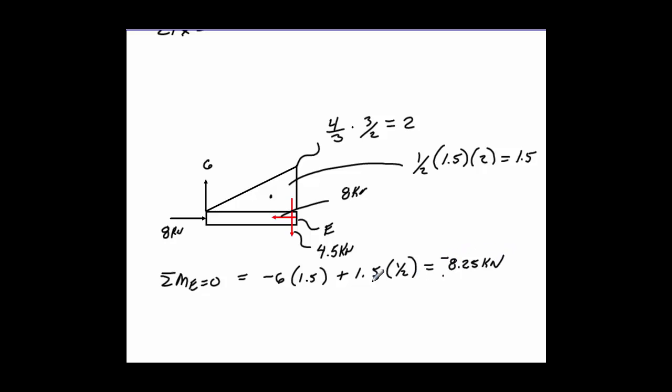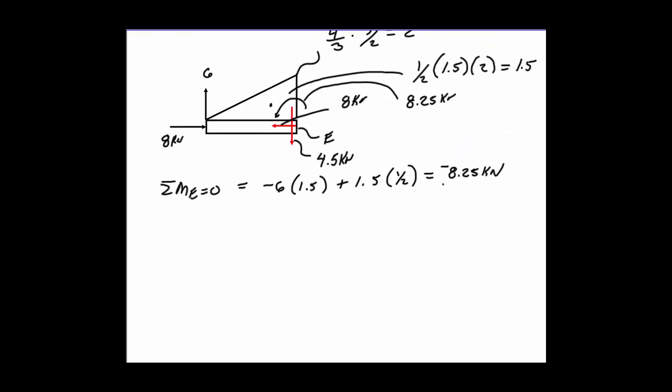So this is giving me minus, and so we know that this moment here, that goes back this way here, this must equal 8.25 kilonewtons. All right, so now we got everything we want. So I'm going to draw a cross section of the beam.